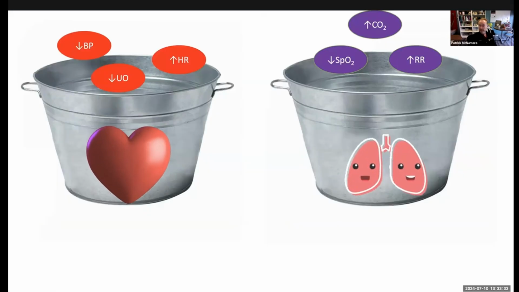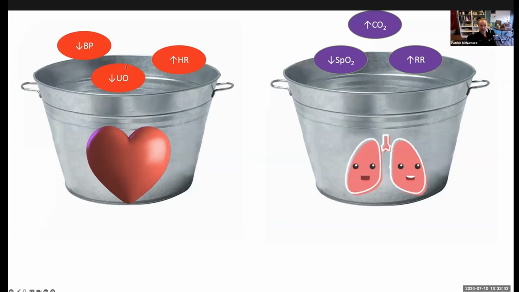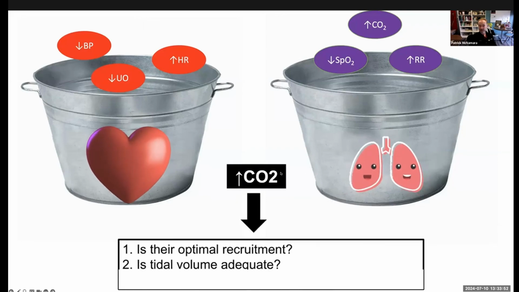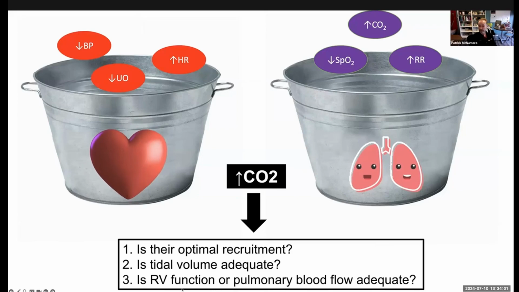The final thing I want to mention to you is the relationship between the heart and the lung. Traditionally, we put things into buckets. Blood pressure, heart rate, and urinary output are the heart symptoms. CO2, low sats, and respiratory rate are the lung symptoms. So when we've got elevated CO2, we will naturally think about lung recruitment and tidal volume, but how often do we think about whether this carbon dioxide is elevated because we've got poor RV function or poor pulmonary blood flow?